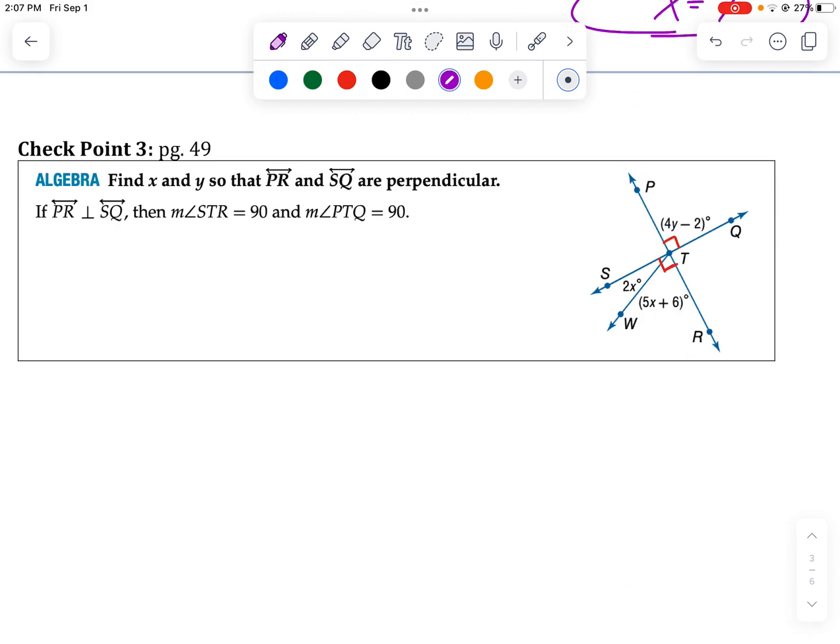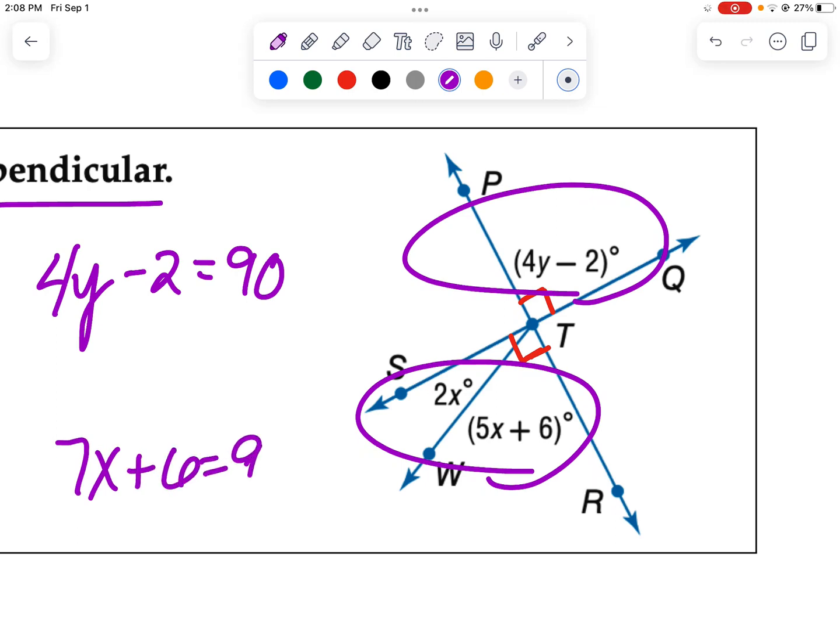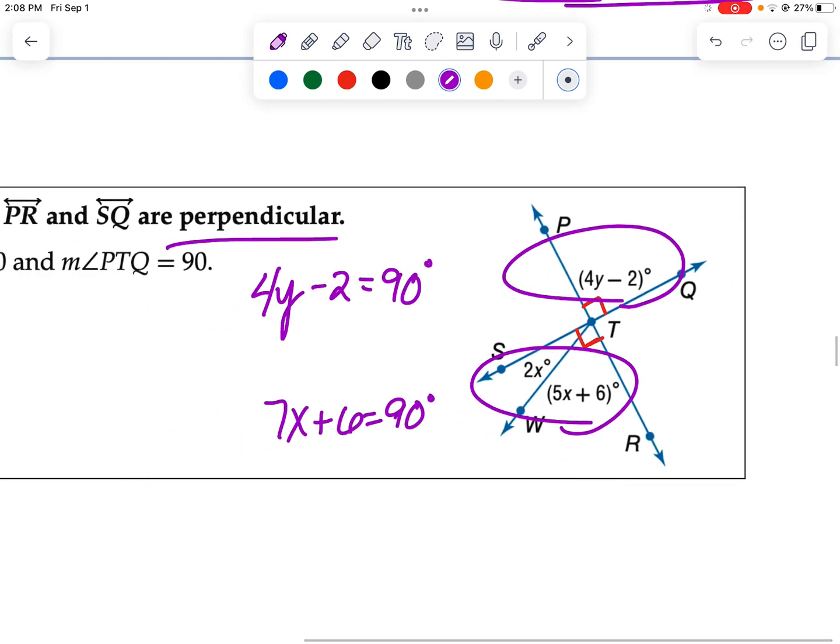Now on part 2 here, we can assume a 90-degree angle because that is perpendicular. It's given to us. So I have two equations. I have x and I have y, and both of these sets equal 90. So I could say 4y minus 2 is 90. I could also say 7x plus 6 is 90. And I could solve from there. I can assume this because it's given in the directions. It's very important that you read those directions and that we don't assume things that we are not given.